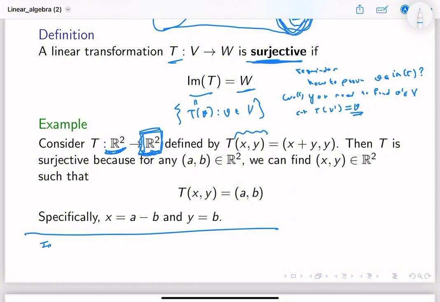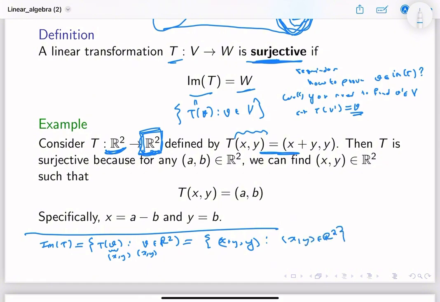So let's find the image of T. The image of T is the set of all vectors T of v as v runs over R2. Now what's the form of a vector in R2? It's (x, y). So let's say it's the set of all vectors T of (x, y) such that (x, y) ranges over R2. Now this is equal to the set of all vectors (x plus y, y) as (x, y) ranges over R2. So this is what the image is.